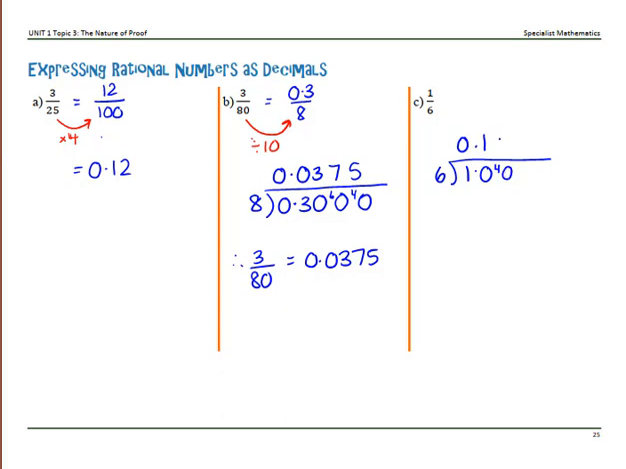6 into 40 is 6. 6 6s are 36. So there's 4 left over. So you can see that's going to keep recurring. So therefore 1/6 equals 0.16, and that 6 recurs. If you wanted it as approximate, it'd be 0.17.